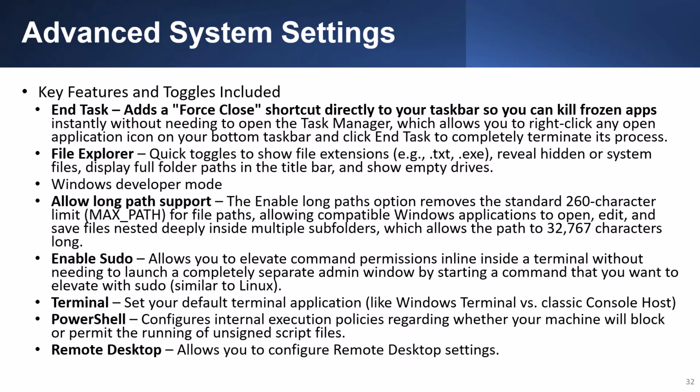Key features and toggles include End Task, which adds a force close shortcut directly to your taskbar so you can kill frozen apps instantly without needing to open the Task Manager. It allows you to right-click any open application icon on your bottom taskbar and click End Task to completely terminate its process. File Explorer has quick toggles to show file extensions, reveal hidden or system files, display full folder paths in the title bar, and show empty drives.